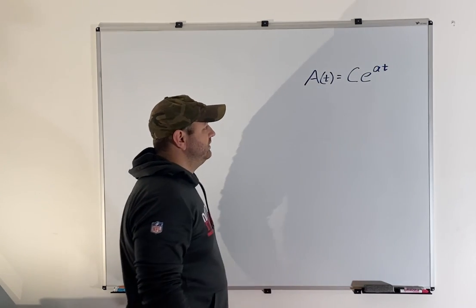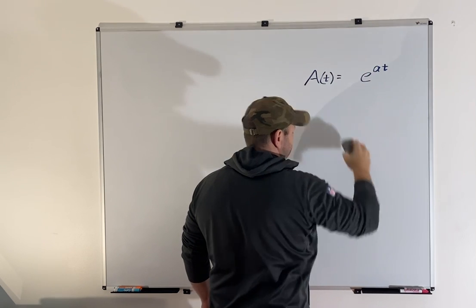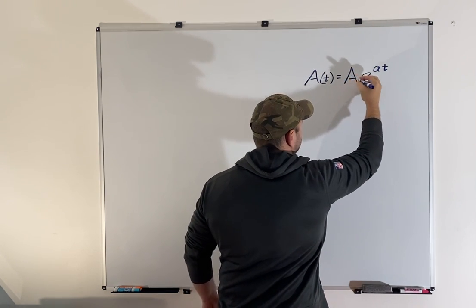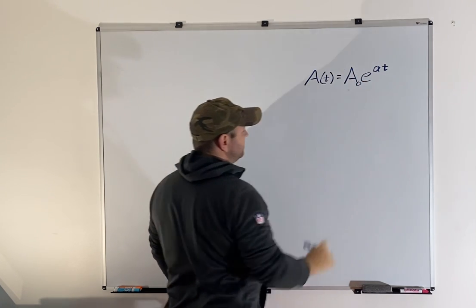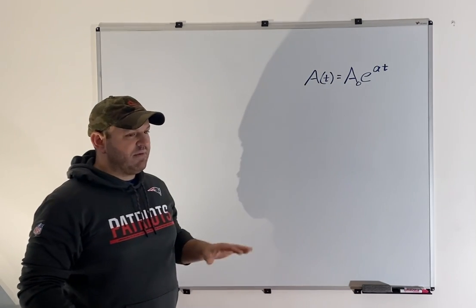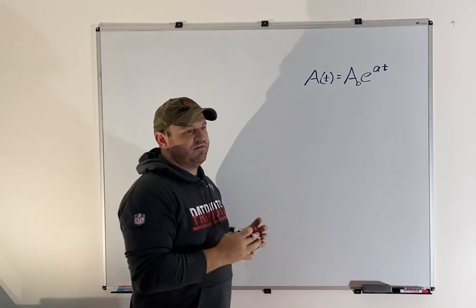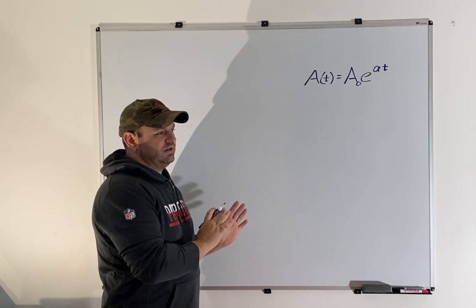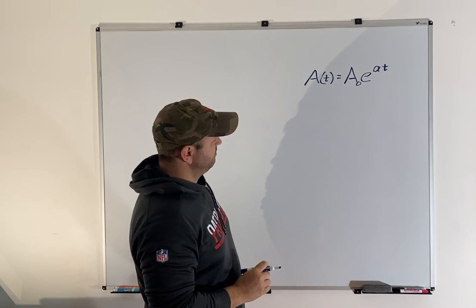t. You know, I don't like C. Let's trade C for A0 or A sub 0. A sub 0 is the amount of whatever the thing is that I'm talking about that I have at the very beginning. So you'll see in these equations t equal to 0, that's the amount that you have when t is equal to 0.